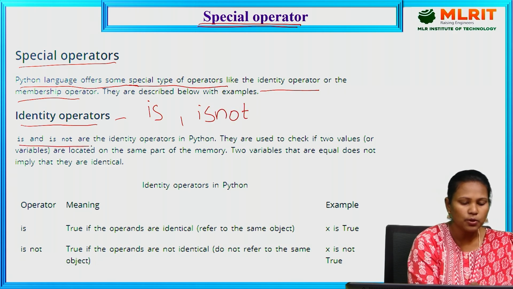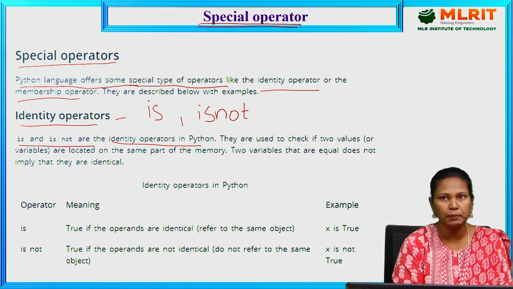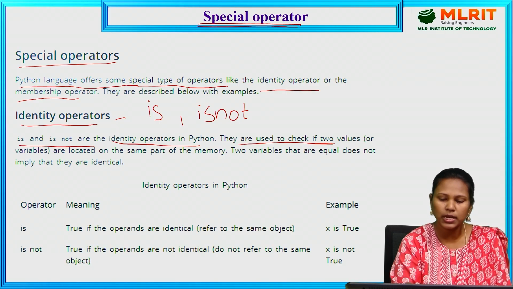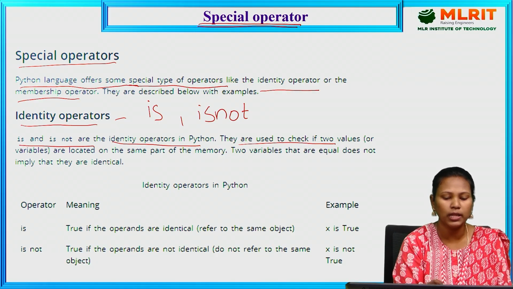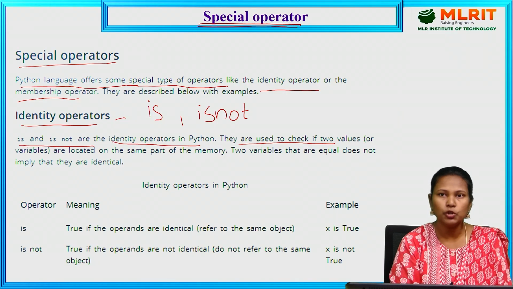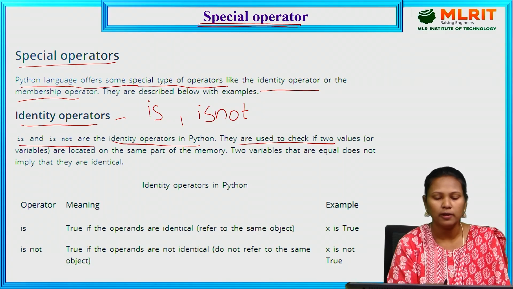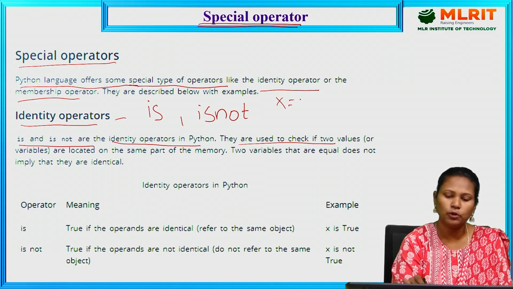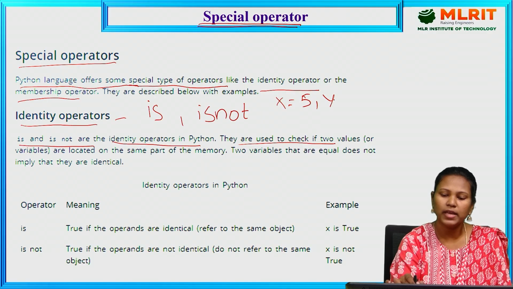Is and is not are the identity operators in Python. They are used to check if two values are located on the same part of the memory. So if you want to check whether both the variable values are located in the same location or not, for example, x is equal to 5 and y is equal to 5.